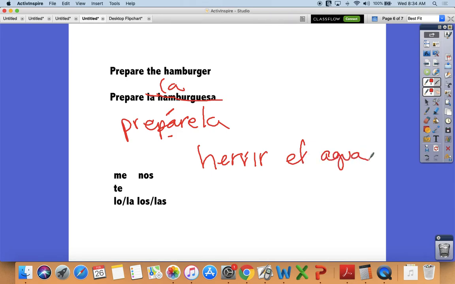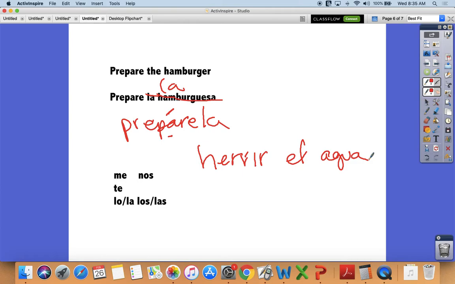Hervir el agua. This is like a very old lesson back in Spanish 1. Is it masculine or feminine? It's actually feminine. Agua is a feminine word. We just use el because if that article la was in front of it, there'd be two A's, and it just blends together.